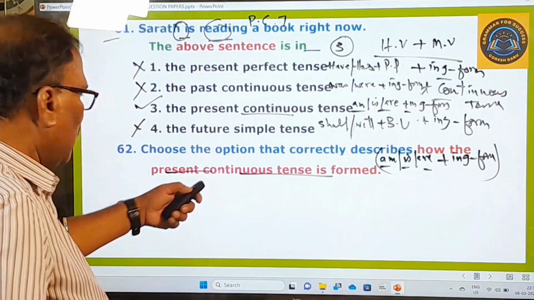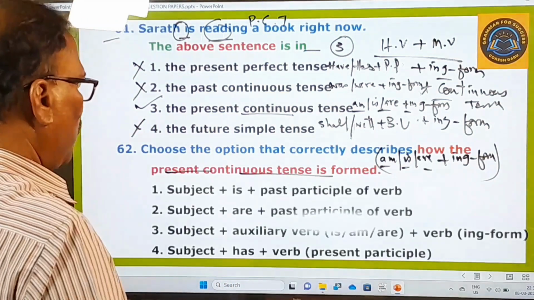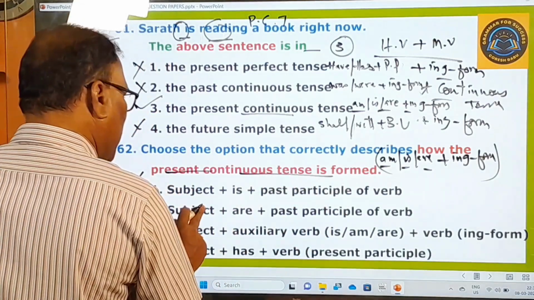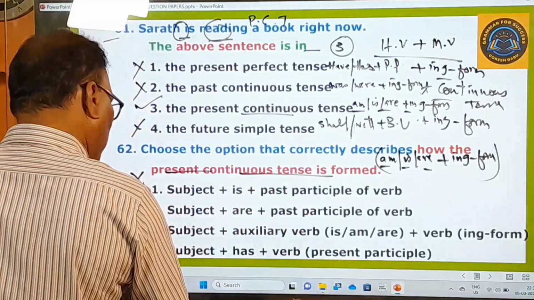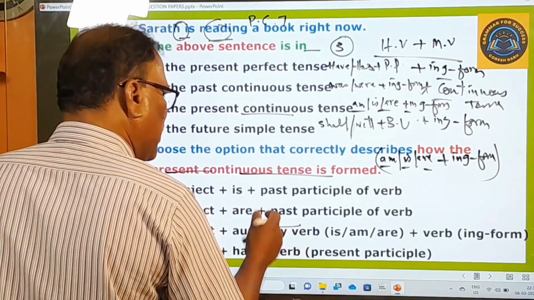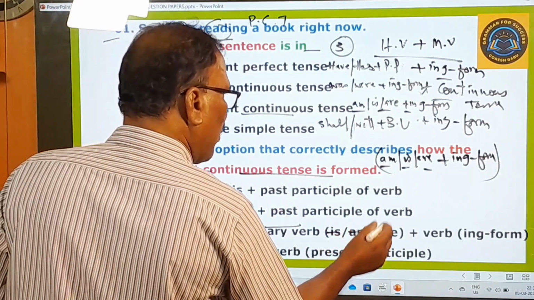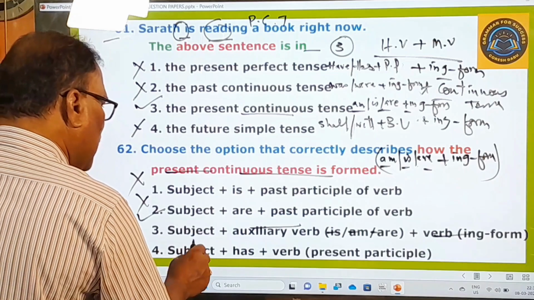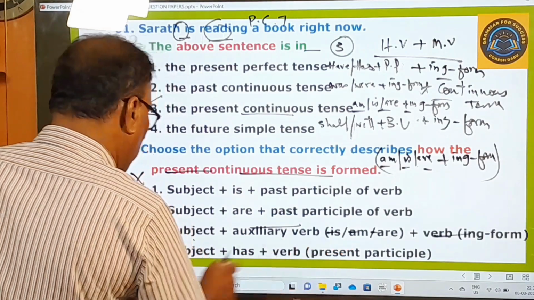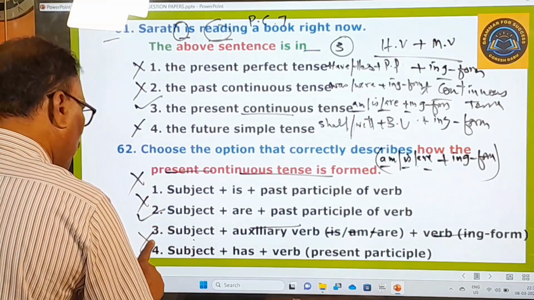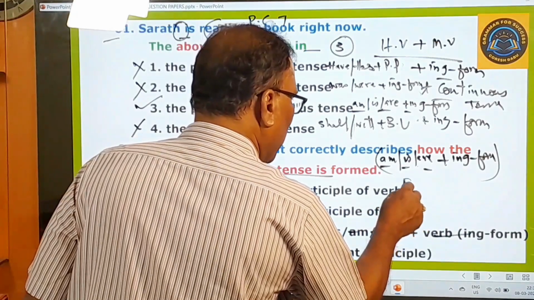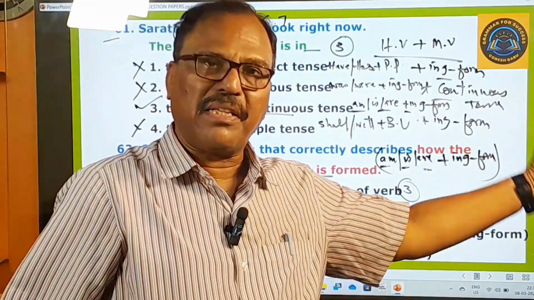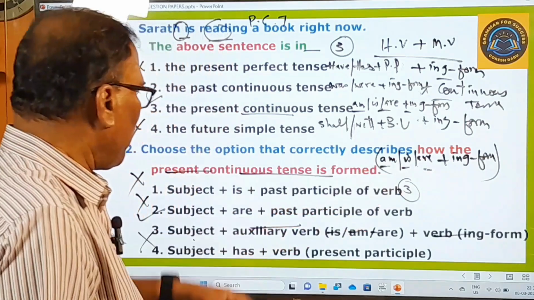Now let us look at the options and then choose the right answer. Subject plus is plus past participle of verb, no. Subject plus are, past participle, no. Subject plus auxiliary verb, auxiliary verb means helping verb: is, am, are plus verb ing form. This is the right one. Subject plus has plus verb present participle, no. So the first, second and fourth are wrong. Only the third one is right, because the present continuous tense is formed with am, is, are plus ing form. These are the features of the present continuous tense.